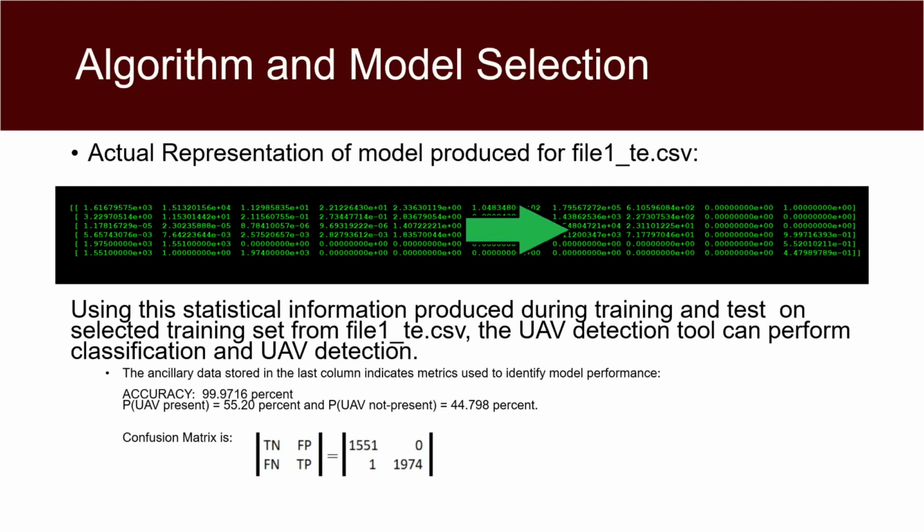As you can see, below that I got the confusion matrix for this run. You can see we had 1551 true negatives, and I had 1974 true positives, and I had 1 false negative from the model prediction, which was not too bad. It was actually fairly good.